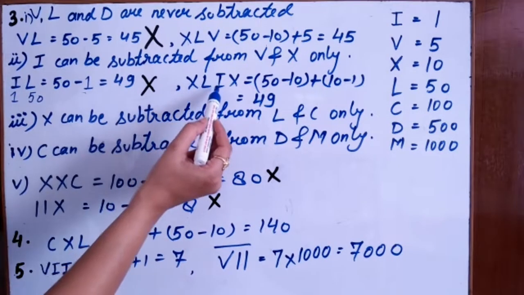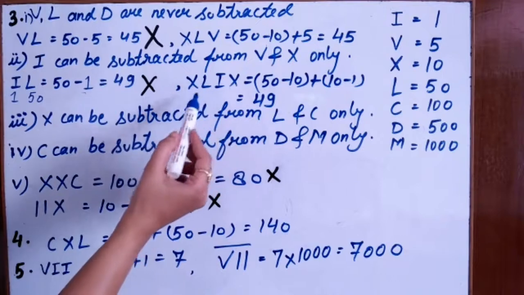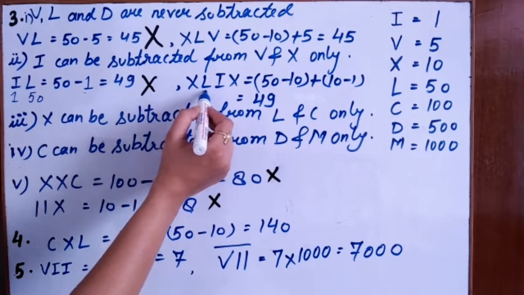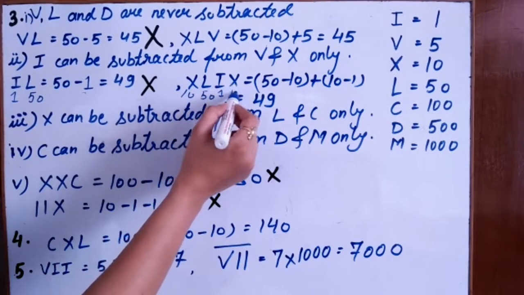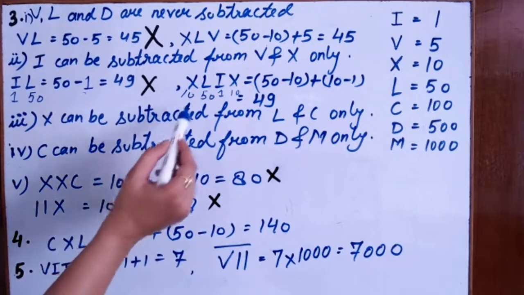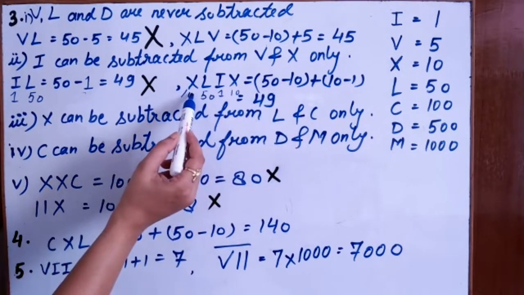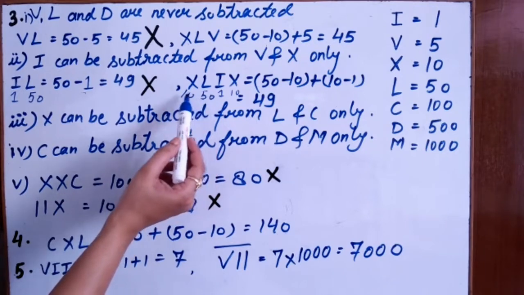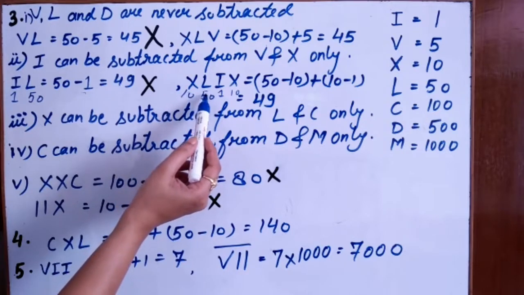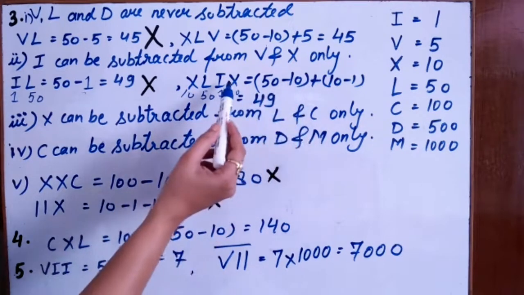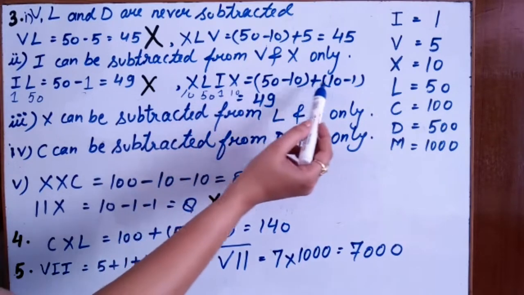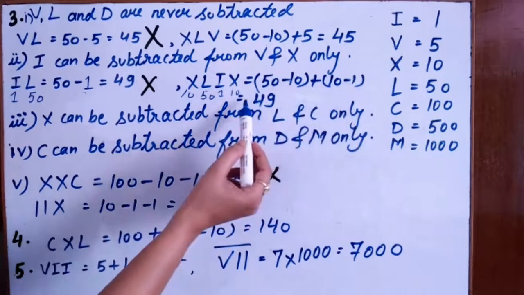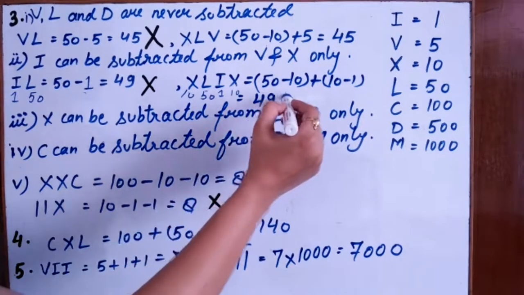XLIX. The value of L is 50, X is 10, I is 1 and X is 10. 50 minus 10, because L has a greater value than X. So 50 minus 10, plus sign. This one is also greater than I. 10 minus 1, so it is equal to 49. This one is correct.